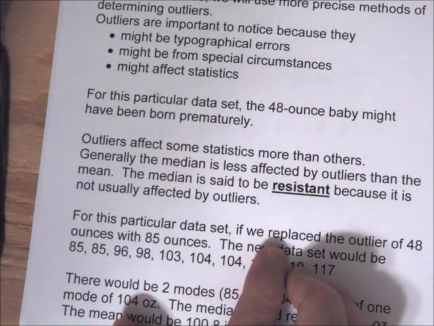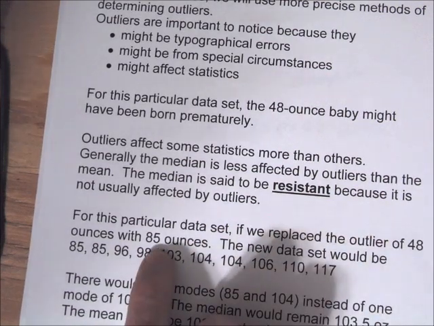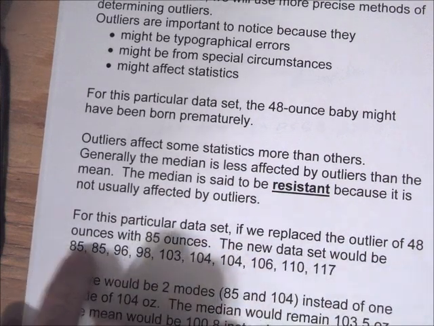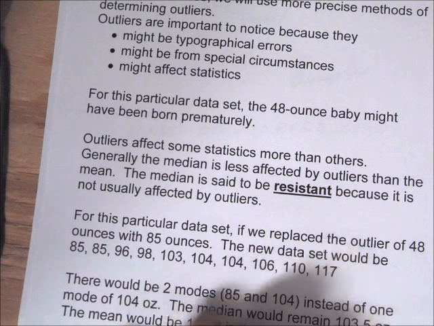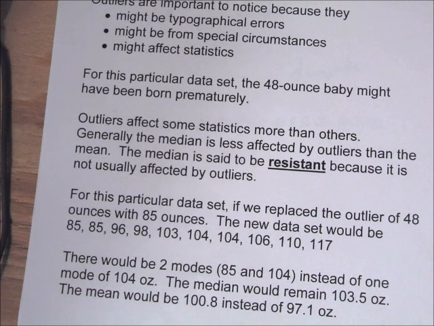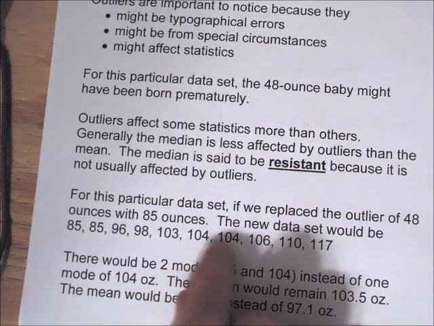Just to illustrate the effect of an outlier on the statistics, let's suppose we replace the 48-ounce baby with an 85-ounce baby. So the new data set would be 85, 85, 96, 98, and so forth. It's going to have an effect on the mode. In this case, we'd have two modes. We have two babies of 85 ounces and two babies of 104 ounces.